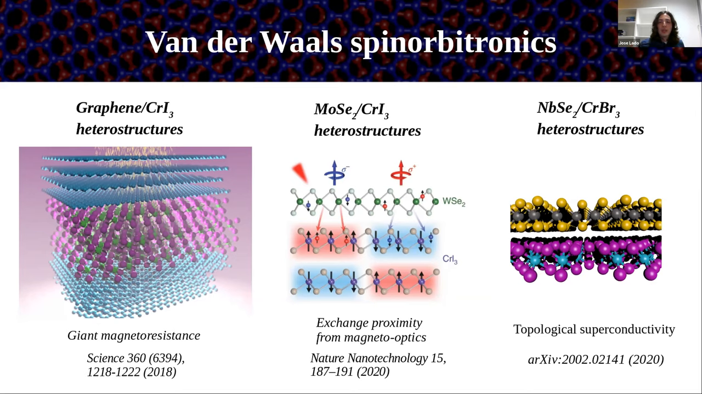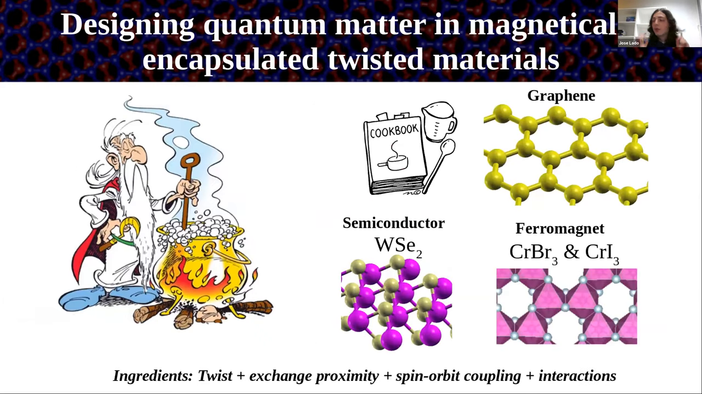So what I'm going to do today is to just explore what happens when you combine all these findings that people have discovered in the last years with correlated twisted bands. So the ingredients that I'm going to focus on today are fairly simple. So I'm basically going to take three different 2D materials that are graphene, a semiconductor, like a transition metal chalcogenide, and ferromagnetic insulators. And essentially I'm going to combine twist, exchange proximity effect, spin orbit coupling, and interactions.